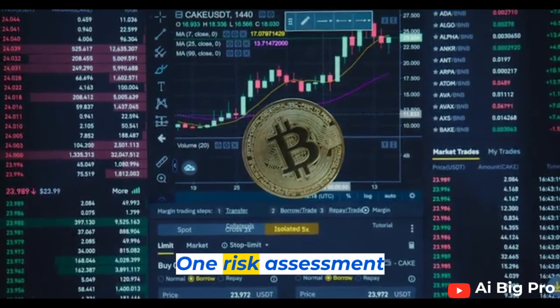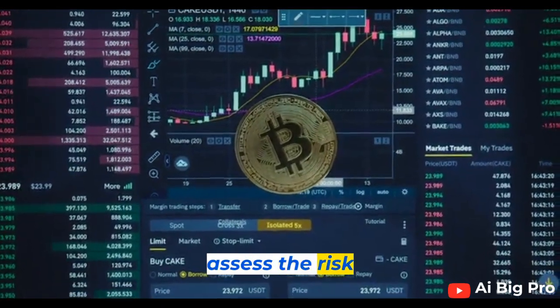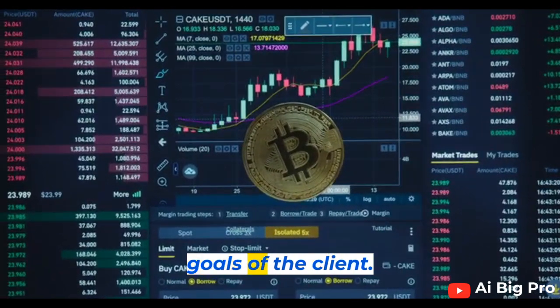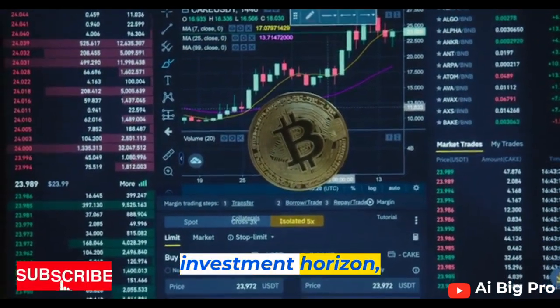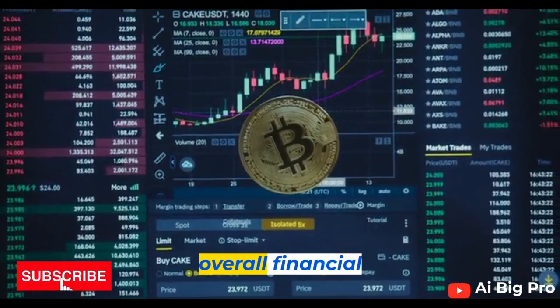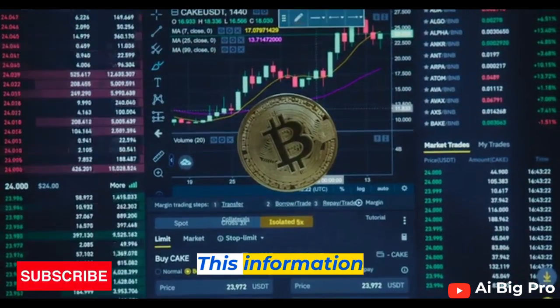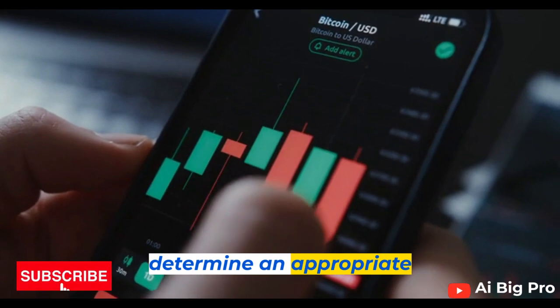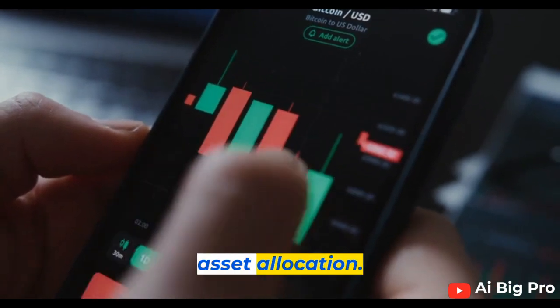1. Risk assessment. Assess the risk tolerance and financial goals of the client. Understand their investment horizon, liquidity needs, and overall financial situation. This information will help determine an appropriate investment strategy and asset allocation.